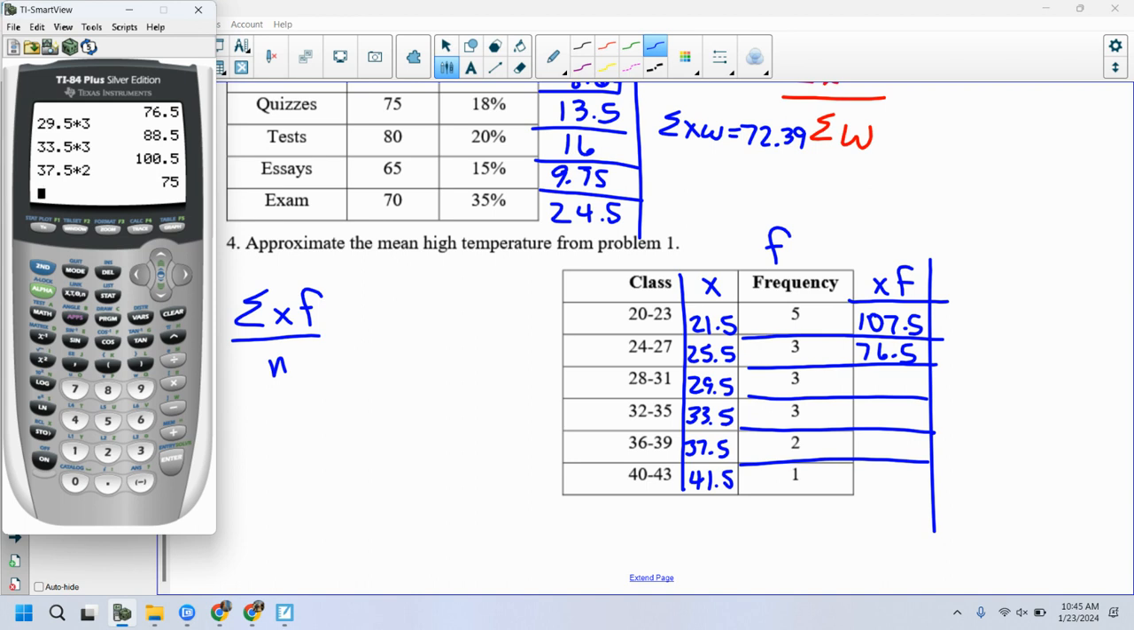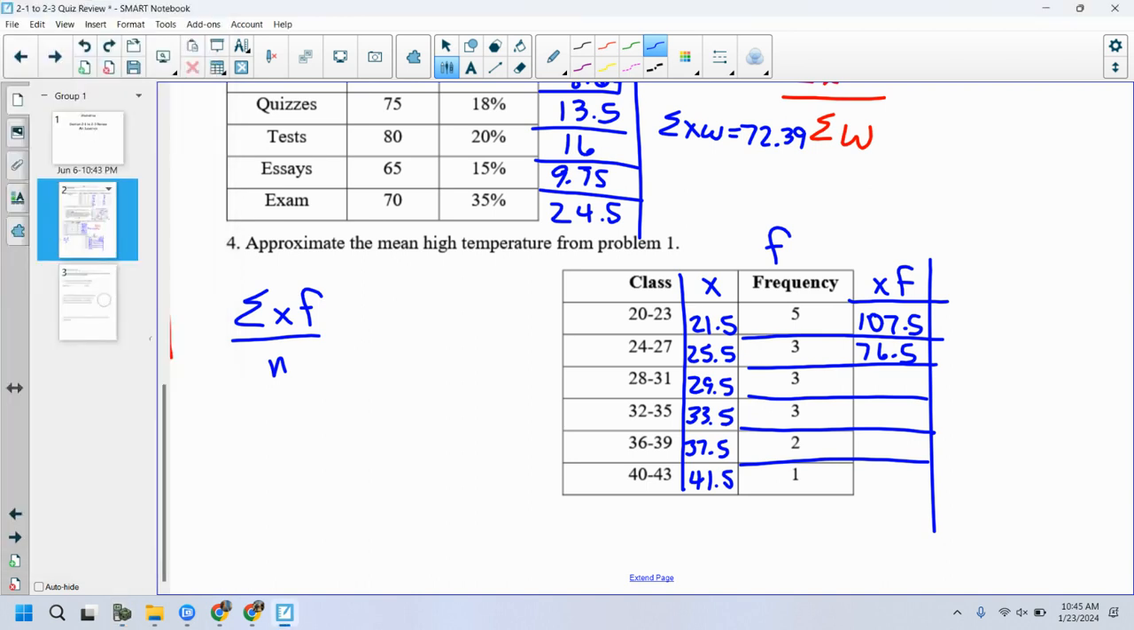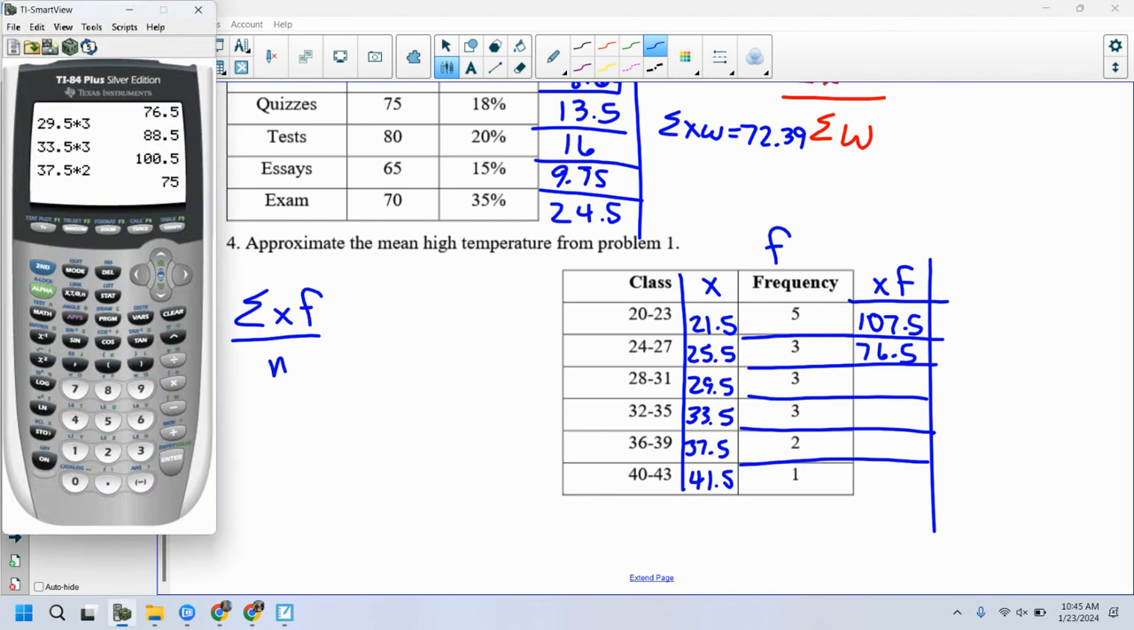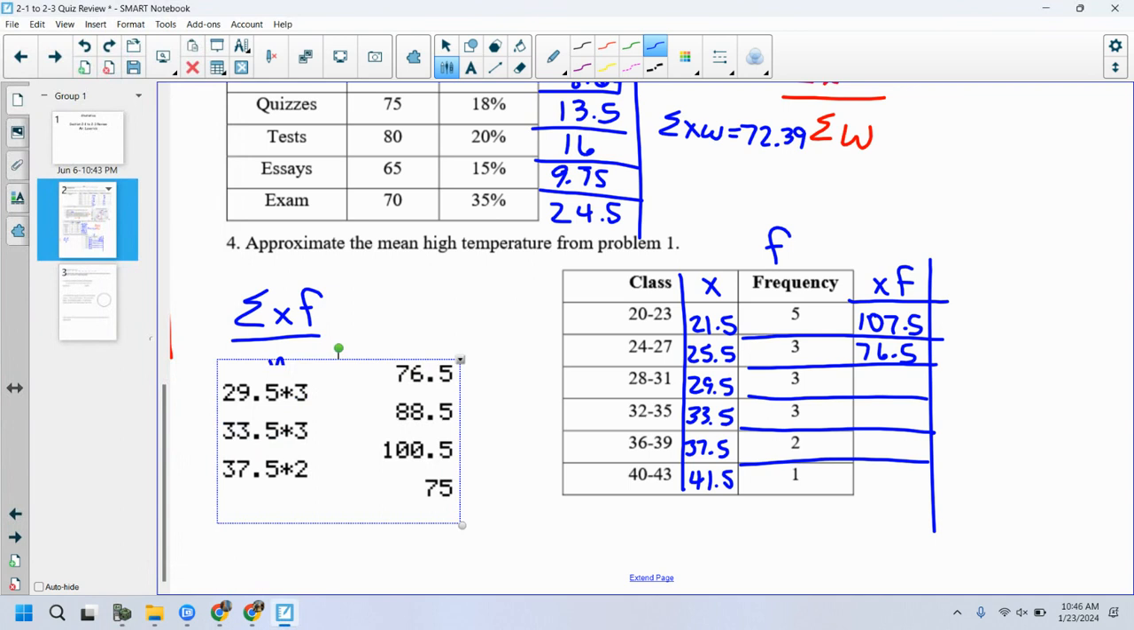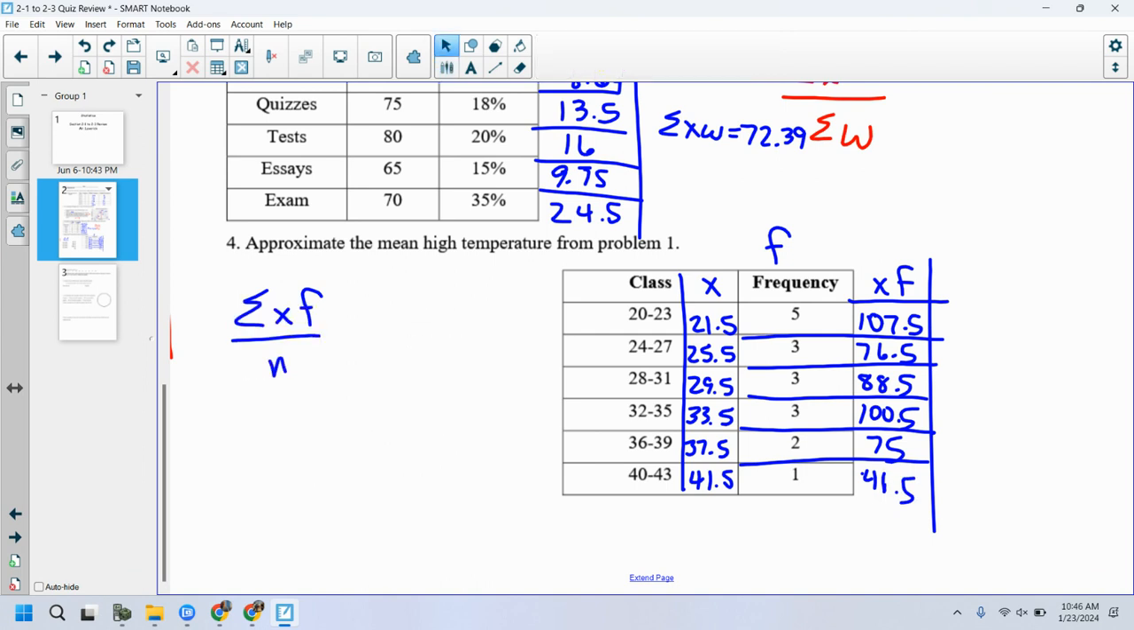I'll bring these over real quick. No, come on. Come on back. Please. Please come on over. Please come on over now. There it is. Okay, so we got 88.5, 100.5, and 75. And then 1 times 41.5 is just 41.5. Okay, you can go in.